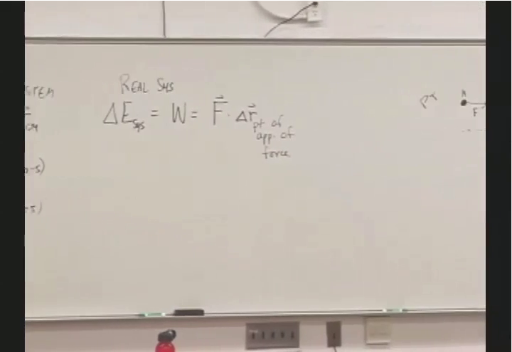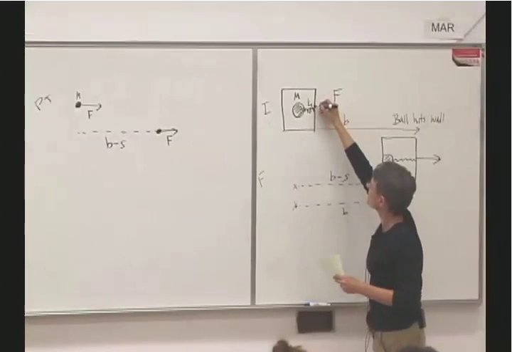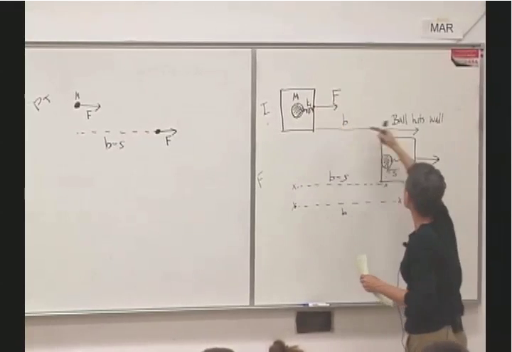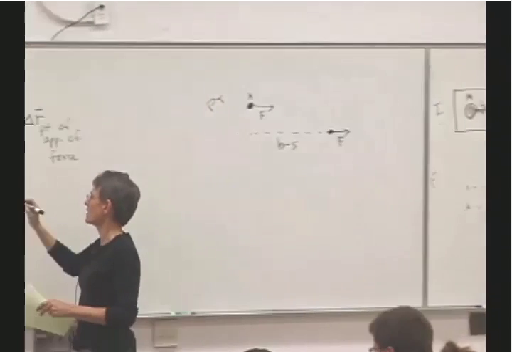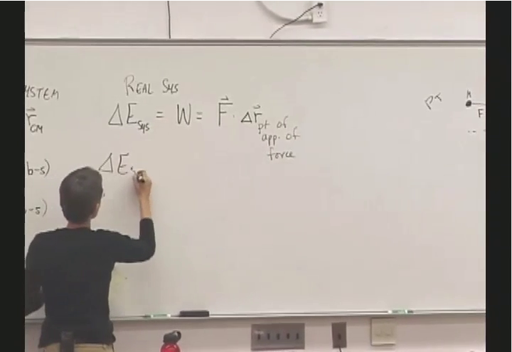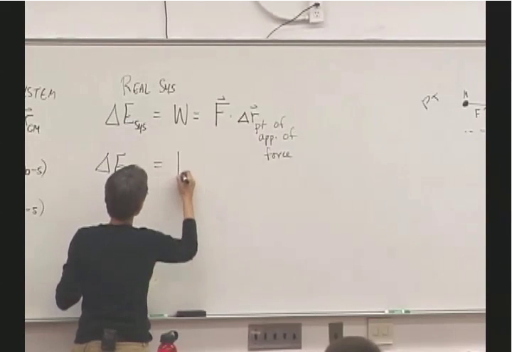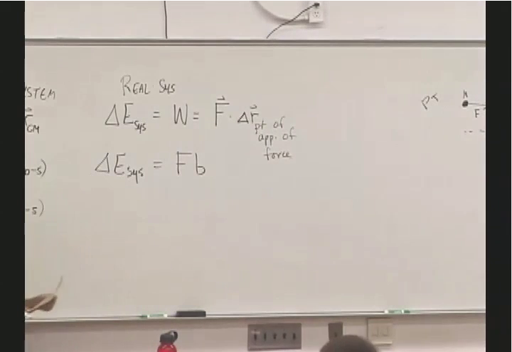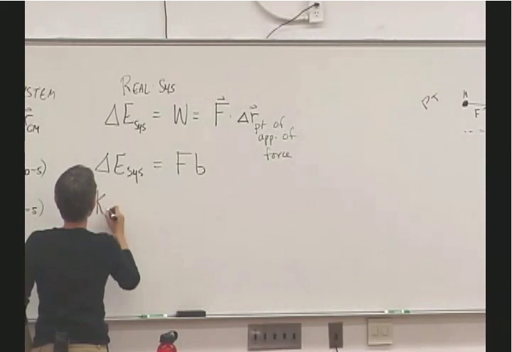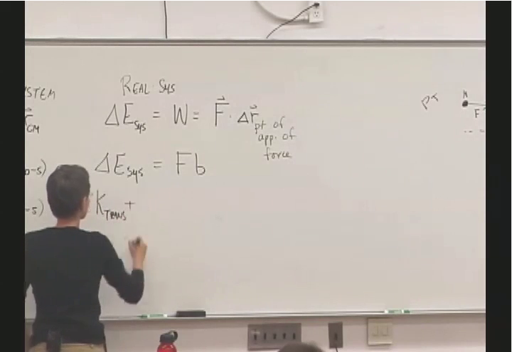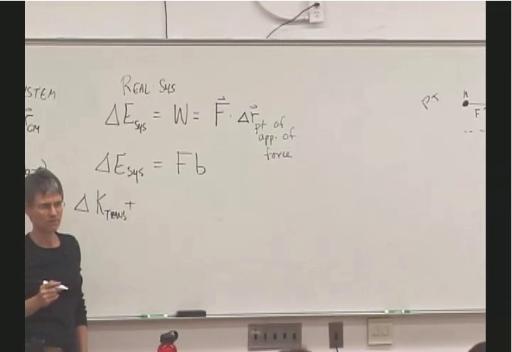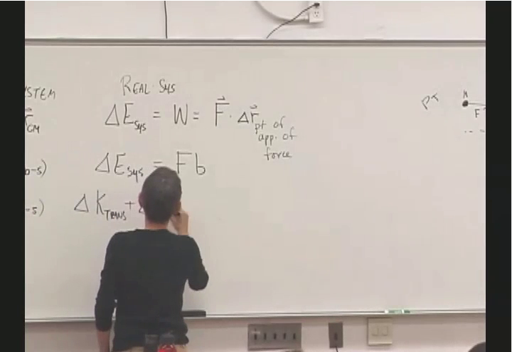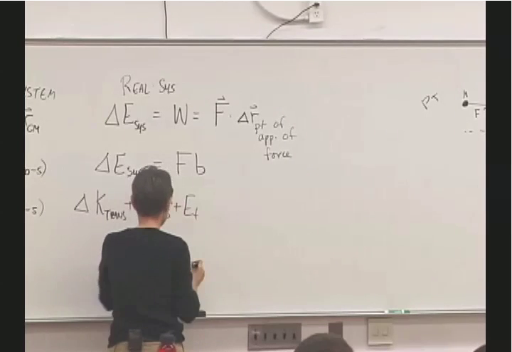And so here's the force here. The point of application of the force is here. That's the front of the box. It looks like the front of the box moved the distance B. So the change in energy of the system, for real, is F times B. And that's the total energy of the system. So it's the change in K translational plus the change in, what other kinds of energy do we have changes in? Spring stretched, right? So we have U spring and we have E thermal, so delta E thermal.